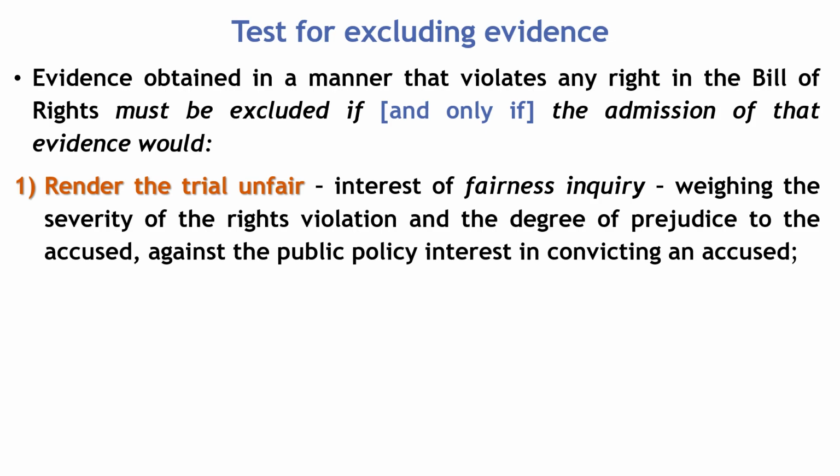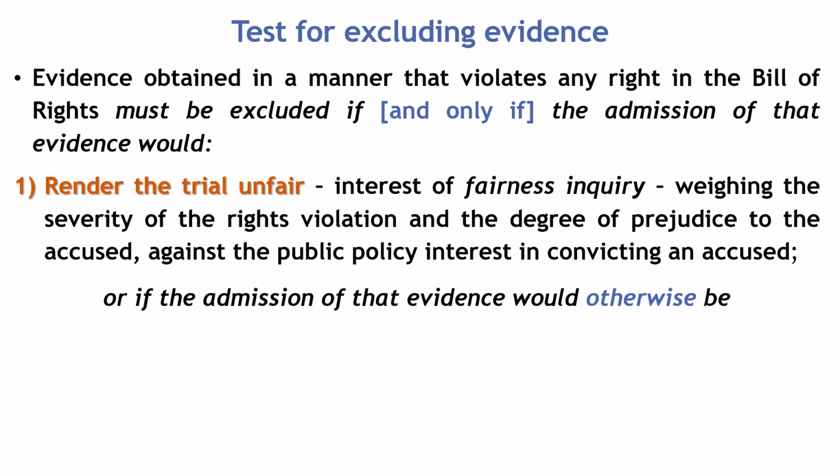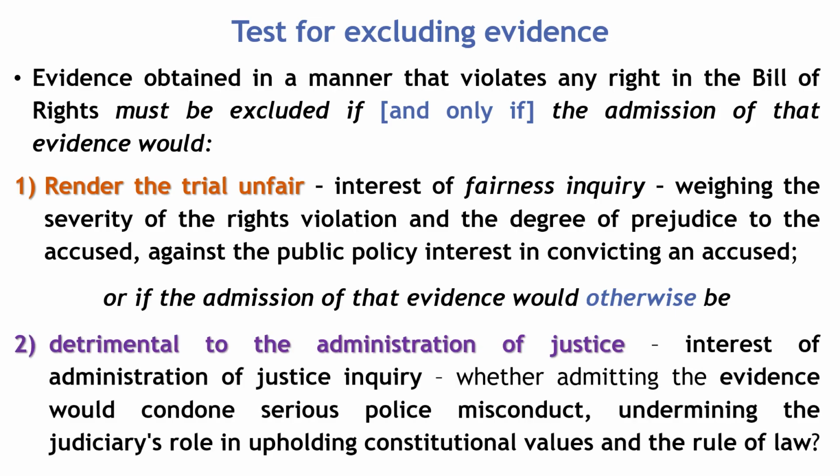Alternatively, evidence obtained in a manner that violates any right in the Bill of Rights must be excluded if and only if the admission of that evidence would be detrimental to the administration of justice. Now, this is the interest of administration of justice inquiry. The idea here is asking whether admitting the evidence would condone serious police misconduct, serious abuse of power, overzealous abuse of power, corruption, for example.